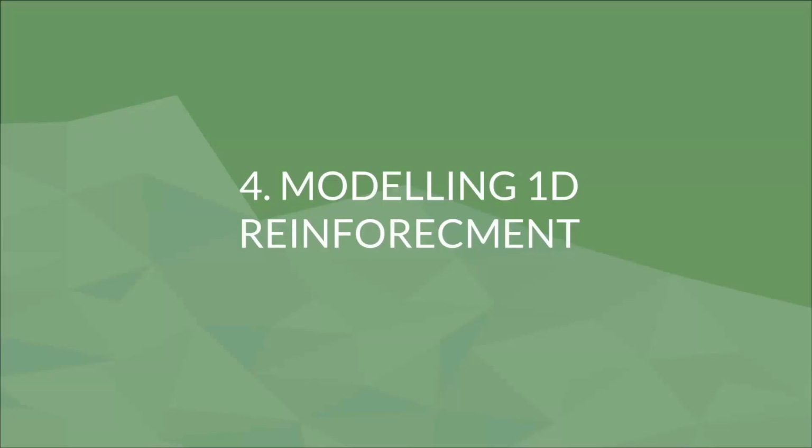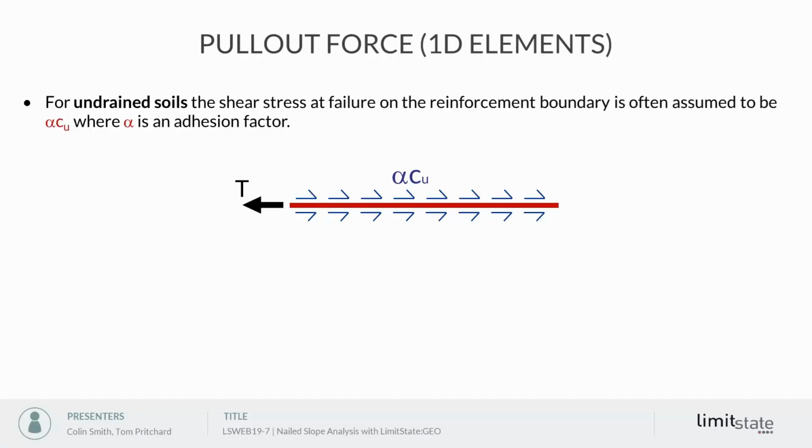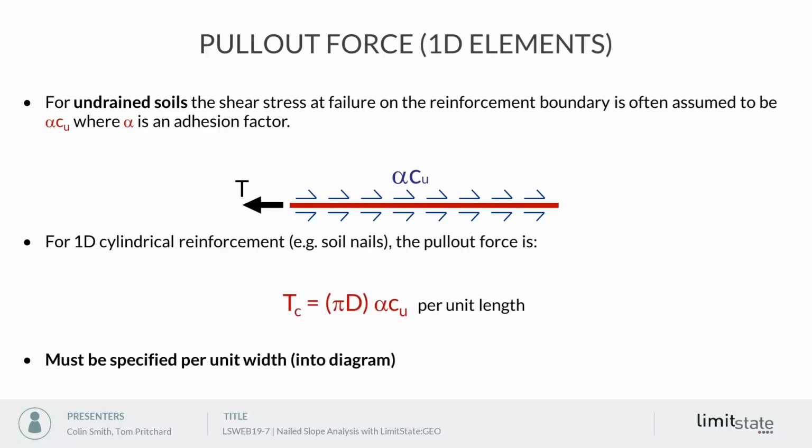So let's look back at how we model one-dimensional reinforcement. For undrained soils, we would assume the shear stress at failure of the reinforcement boundary is alpha Cu, where alpha is an adhesion factor. And then if we know the diameter or the circumference of the reinforcement, then we can calculate the pull-out force. So if we have a diameter d, then pi d times alpha Cu will be the pull-out force of that reinforcement per unit length of reinforcement.